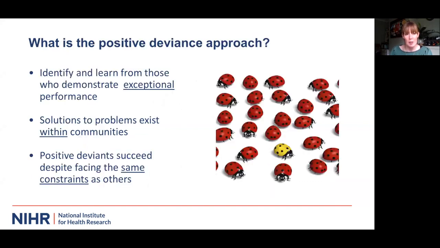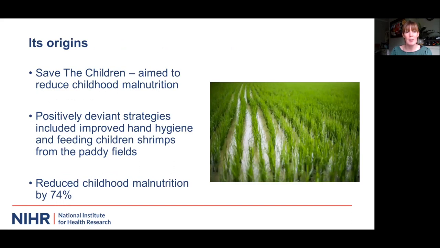The positive deviance approach seeks to identify and learn from those who demonstrate exceptional performance on an outcome of interest. It assumes that solutions to problems already exist within communities, so members of a community have the tacit knowledge and wisdom needed that allows them to succeed. Solutions are therefore generated from the bottom up rather than being imposed from the top down. The approach also assumes that positive deviants succeed despite facing similar constraints as others. So, for example, it's not just the well-resourced, well-funded teams that look after less complex patients.